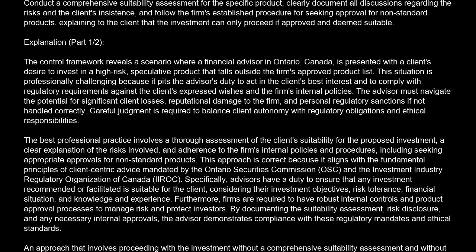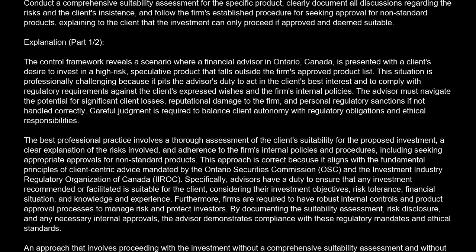Explanation. The control framework reveals a scenario where a financial advisor in Ontario, Canada, is presented with a client's desire to invest in a high-risk, speculative product that falls outside the firm's approved product list. This situation is professionally challenging because it pits the advisor's duty to act in the client's best interest and to comply with regulatory requirements against the client's expressed wishes and the firm's internal policies. The advisor must navigate the potential for significant client losses, reputational damage to the firm, and personal regulatory sanctions if not handled correctly. Careful judgment is required to balance client autonomy with regulatory obligations and ethical responsibilities.